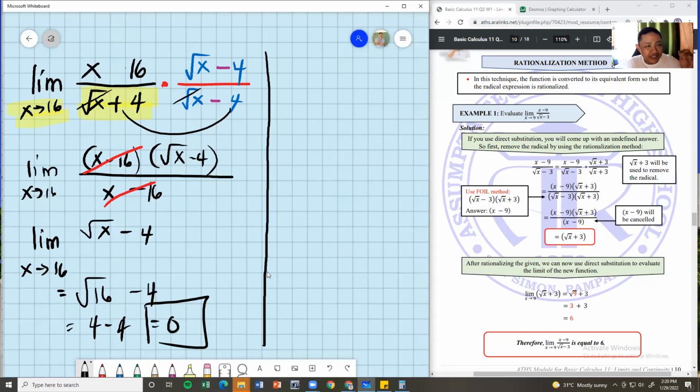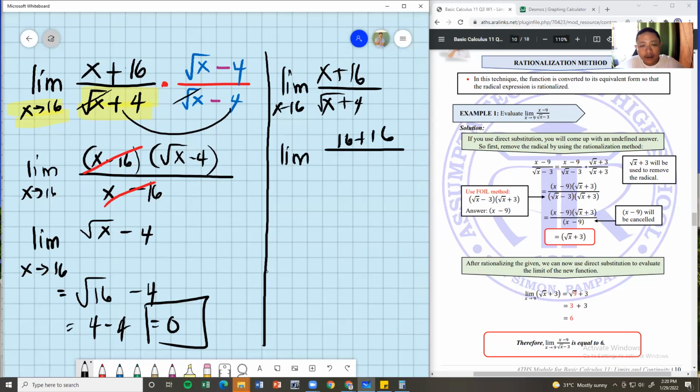Kasi if originally our given here is like this, right? Sorry, I missed to see that. So we have here the limit of, if direct substitution, the answer will be what your classmates got. x plus 16 over square root of x plus 4 as x approaches 16. Oh nga pala, sorry. Kasi di siya undefined. So by direct substitution, pwede siya. The limit of 16 plus 16 over 16 plus 4. Mag-evaluate na, mawawala na yon.